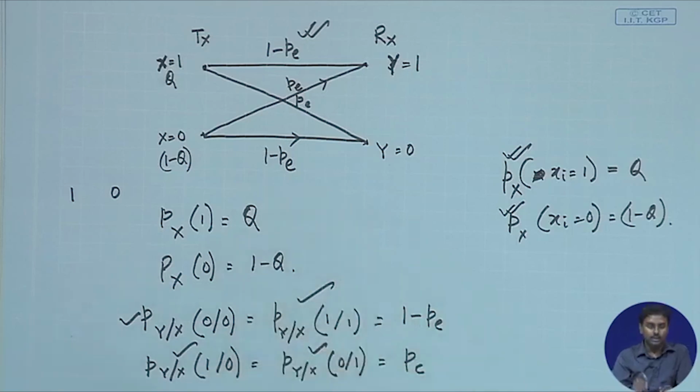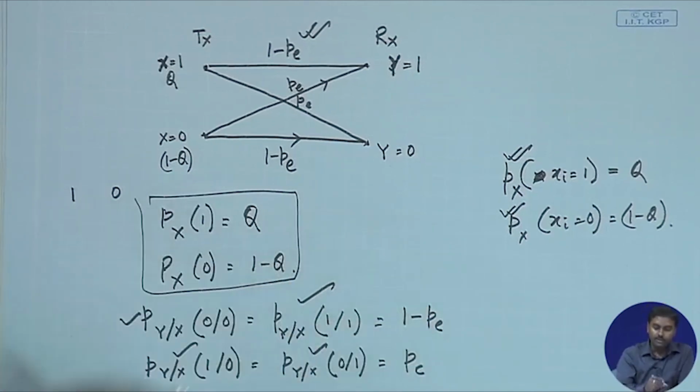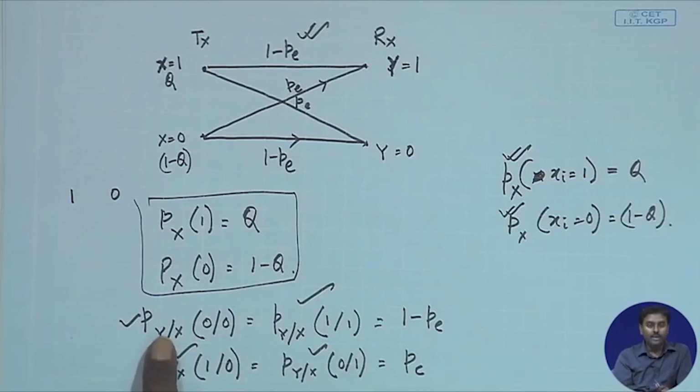So, these two things I know, the prior probability. Now, I will apply Bayes theorem. I know y given x, and I want to now know the probability of x given y. Also, I wish to know the probability that I will be receiving 1 or receiving 0, that is actually the receiver probability. That is the marginalized probability coming from the joint distribution.